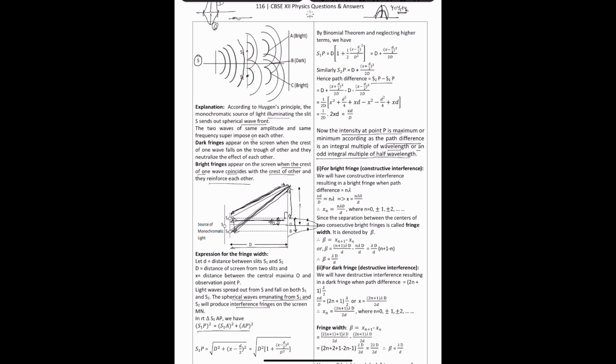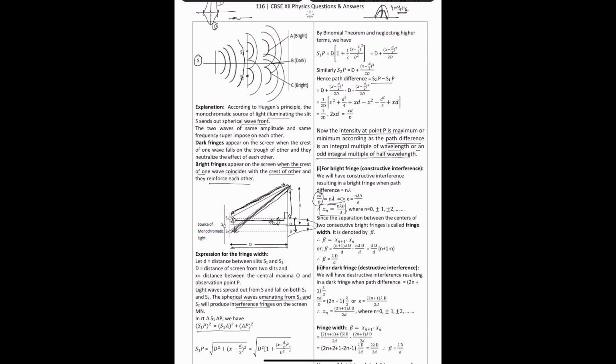So for a bright fringe, constructive interference, x d by D is equal to n lambda. So x is equal to n lambda D by small d. So for the nth bright fringe, n is equal to 0, 1, 2, like this.